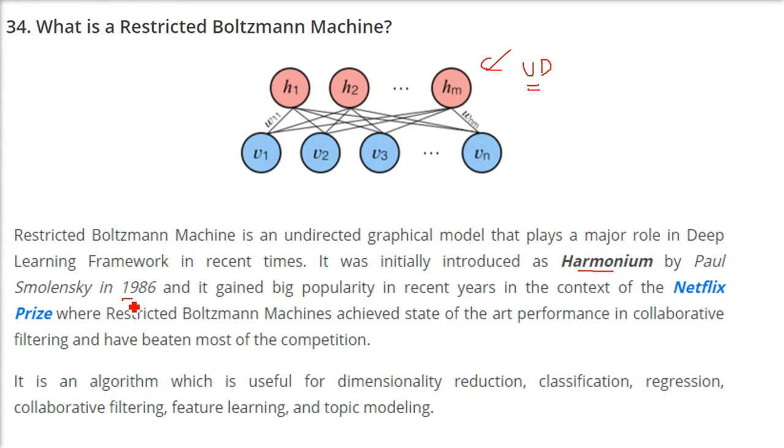It was initially introduced as Harmonium by Paul Smolensky in 1986, and it gained big popularity. So dimensional reduction, classification, regression, collaborative filtering, feature learning, and topic modeling, this is used.